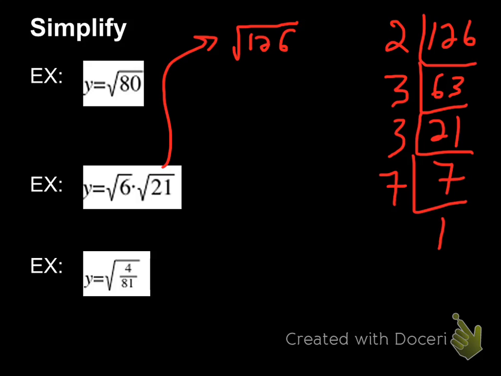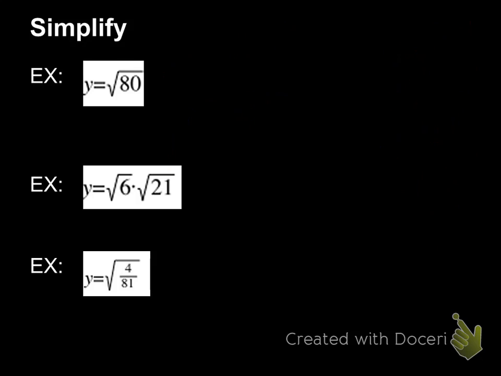Now I'm going to circle my pairs. I've got one pair of 3s, so I take that pair of 3s up front. Now I'm not going to write yet. Last time I wrote like 4 steps. As we get a little better at these, I can just rewrite this as equals 3 times the square root of whatever is left on the inside: 7 times 2, which is 14.